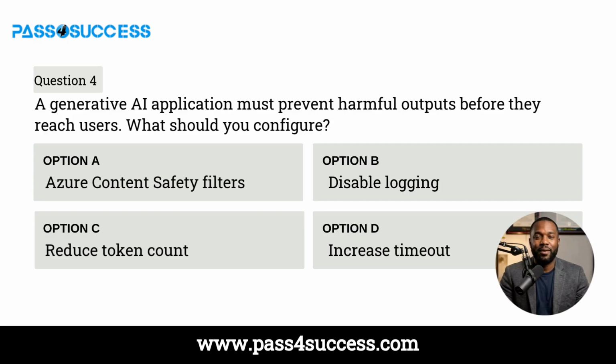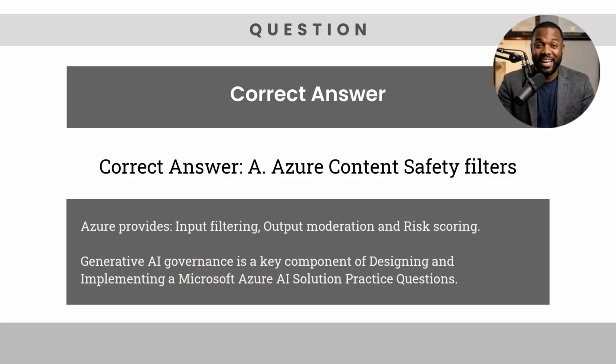Now let's continue. Question 4. A generative AI application must prevent harmful outputs before they reach users. What should you configure? A. Azure Content Safety Filters. B. Disable logging. C. Reduce token count. D. Increase timeout. Correct answer: A. Azure Content Safety Filters. Azure provides input filtering, output moderation, and risk scoring.